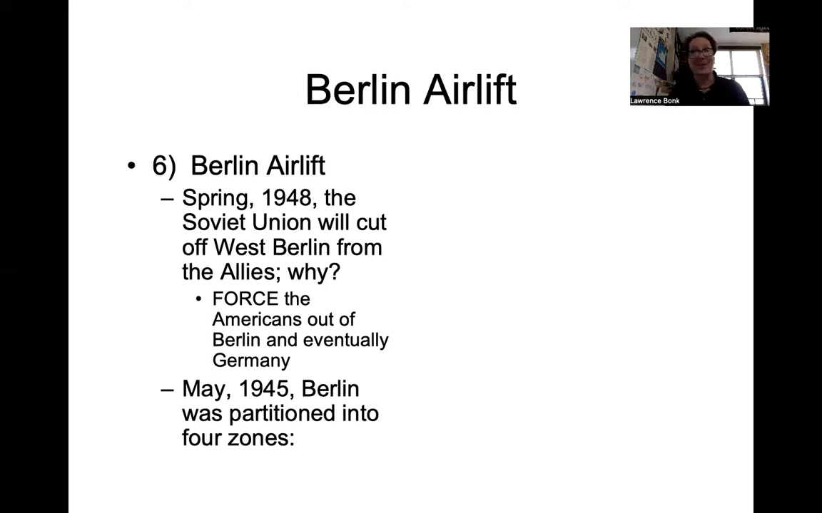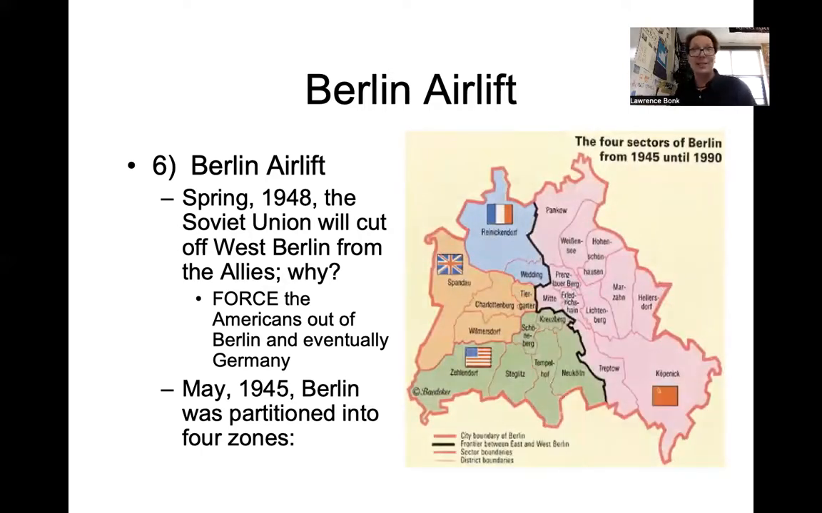We can do that in history. You don't have to always keep going forwards. Sometimes you can turn the clock backwards. So in May of 1945, and this ties in with the Yalta Conference, see how I'm making these connections?